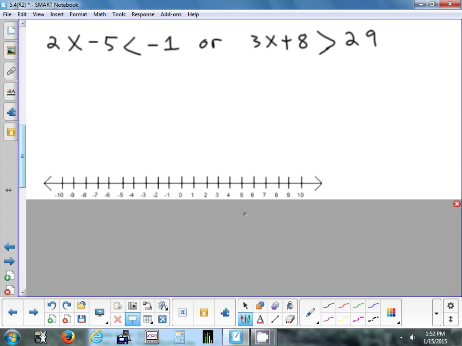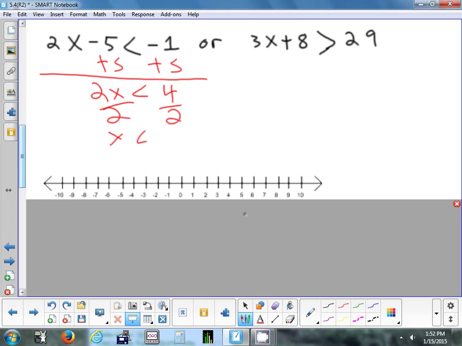I gotta solve, right? So Emma, I'm looking at this, like Mr. Hager calls it, this first sentence. What would I do? Add 5 to both sides, right? Add 5, add 5. What would I bring down? 2x. What do we get here, Emma? 4. Last step, Emma? Divide by 2. Always divide by the number with the variable, and that would give me x is less than 2. So in this one, I'm going to bring my or down. So I get x is less than 2 or.